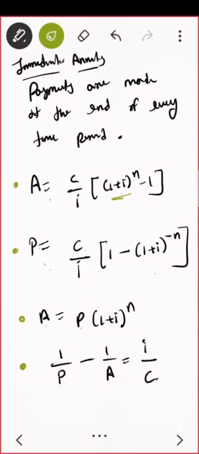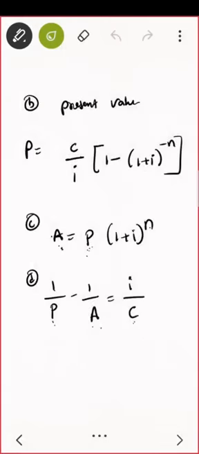These are the four important formulas. That is for immediate annuity, where payments are made at the end of every time period. Correct? What next? There is one more, that is annuity due.